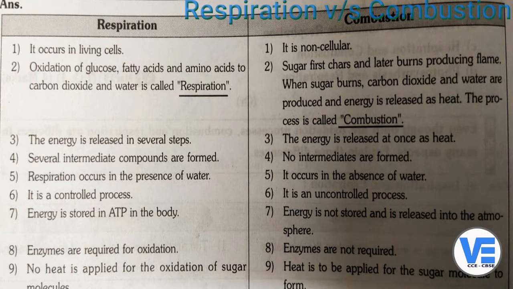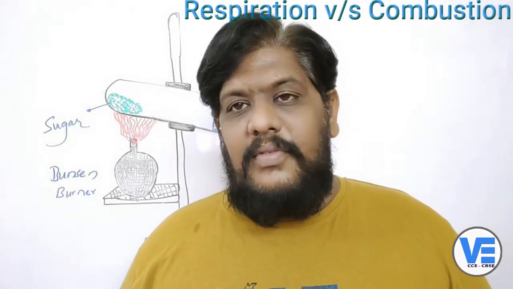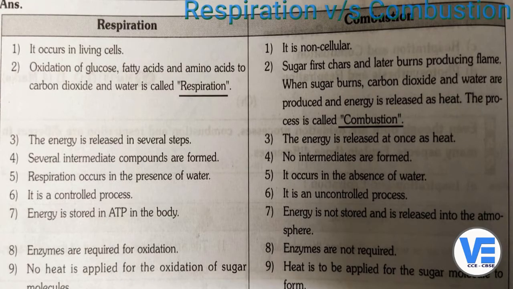But if you take the combustion process, here the sugar first chars, later burns and produces heat, then flame. When sugar burns, carbon dioxide is released and water is released, and energy is also released as heat. So this process is called combustion. First the sugar melts, then it will catch fire and burn, and that process is called charring. The whole sugar will become black in color.